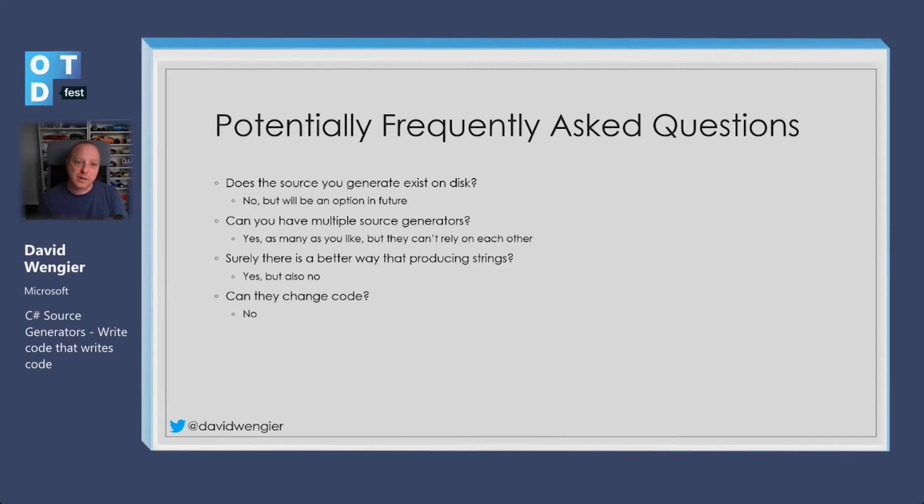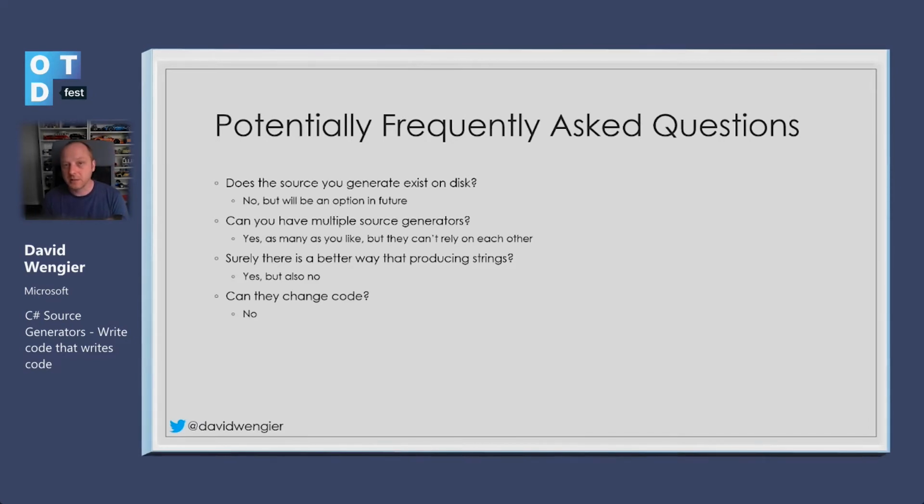Because source generators work inside the compile process, though, the compilation of the project has already been produced and it's immutable. Everything inside the compiler is immutable. So you can't change the compilation of the project. You can only add new things onto it and then they're combined together.